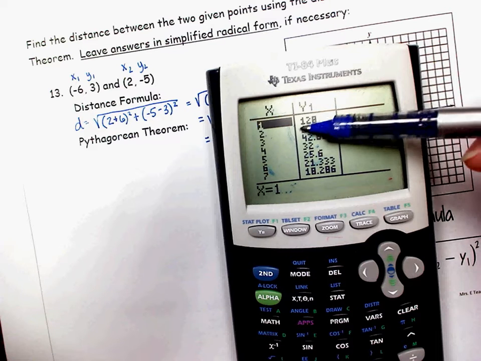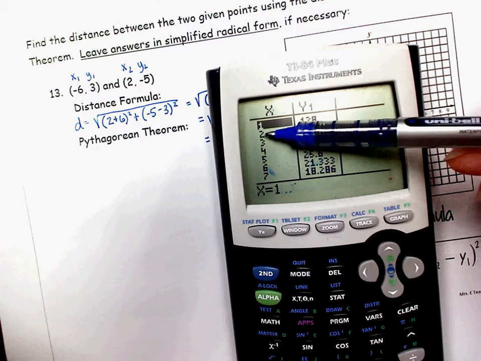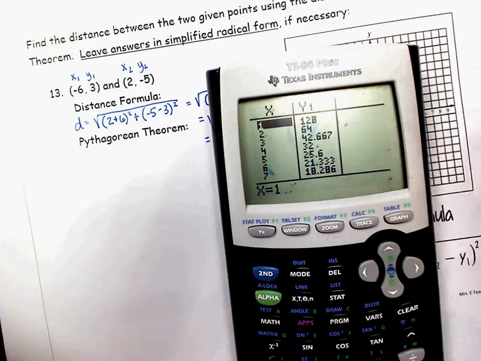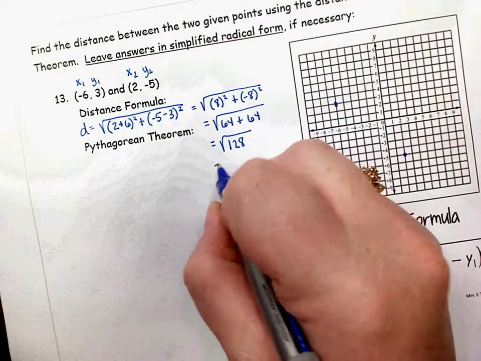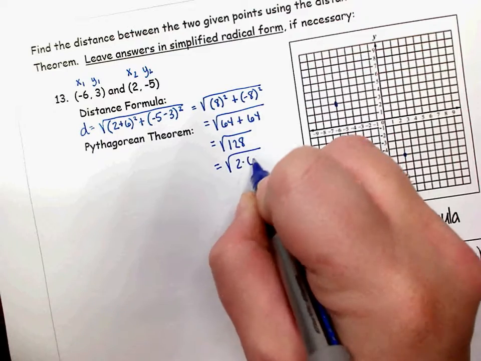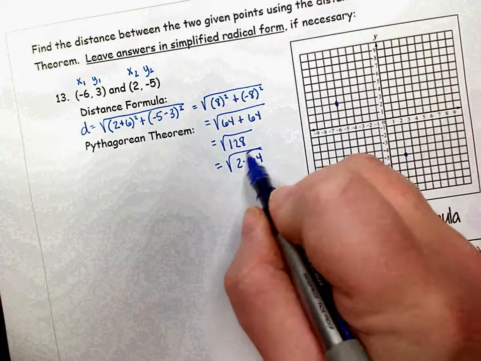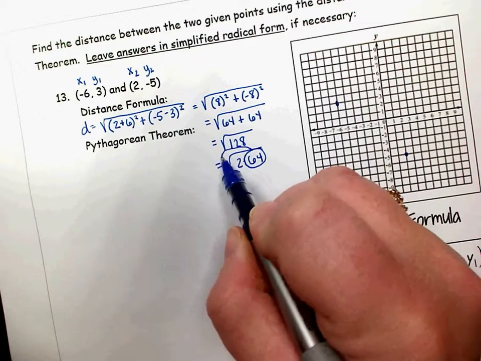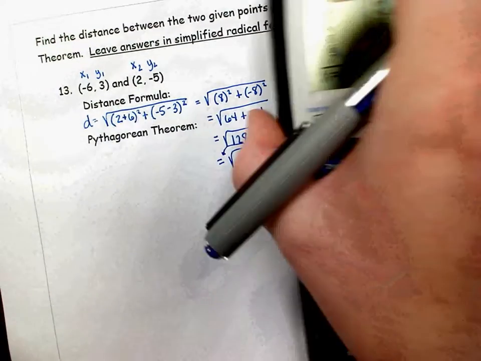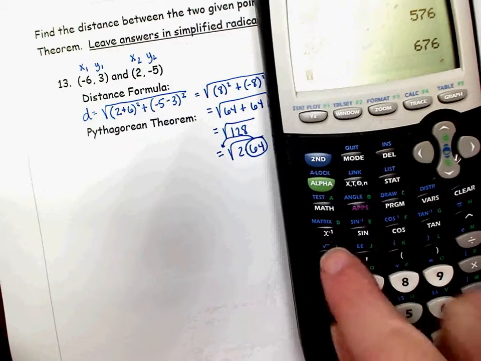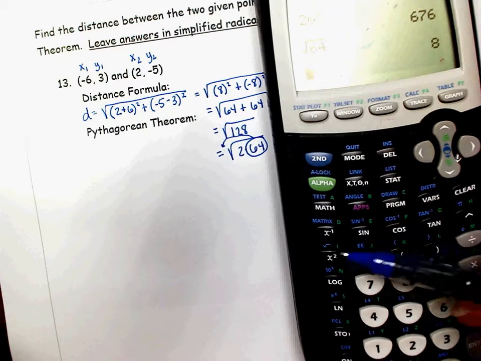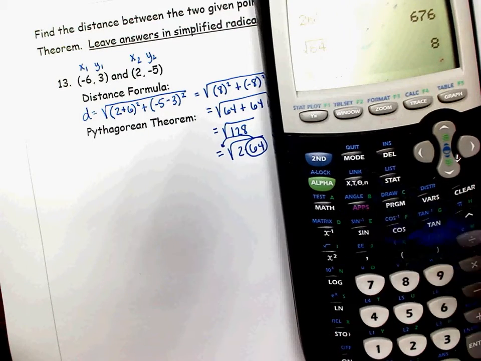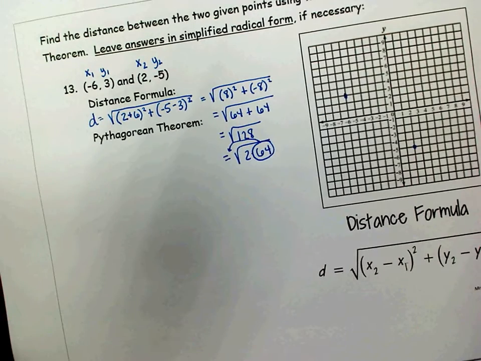64 is a perfect square, and 2 doesn't have any perfect square factors in it besides 1. So we're going to separate 128 into 2 times 64. 64 is a perfect square. What number times itself is 64? 8. If you don't know, you know you can do square roots in your calculator. Square root of 64. Square root is above x squared, so you have to press the blue key to get it. So square root of 64 is 8.